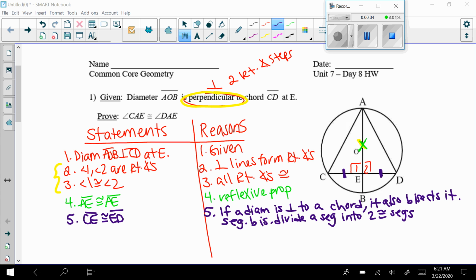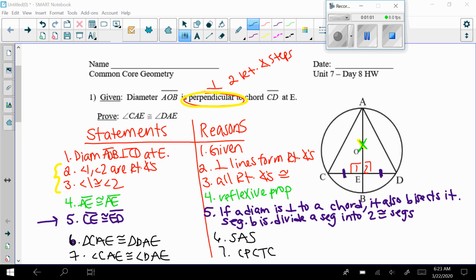So here you have the reflexive property, which is marked in green there. And then this step, step 5, could be done in 2 steps really, or just one like I did, where I'm saying, hey, since it's perpendicular, it's also going to bisect it. That's a theorem from, I think, 1, possibly 2, of this unit. And then the segment bisectors make our 2 congruent segments. So now we have congruent triangles. Let's see if you can finish it.